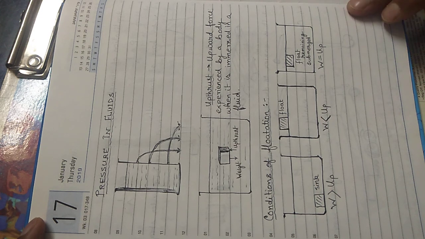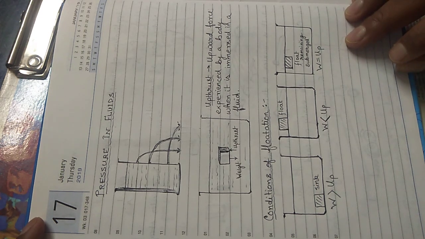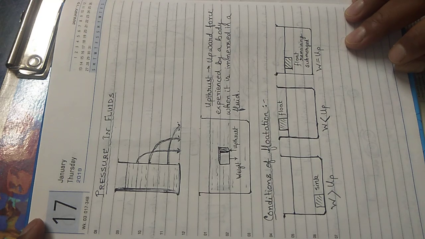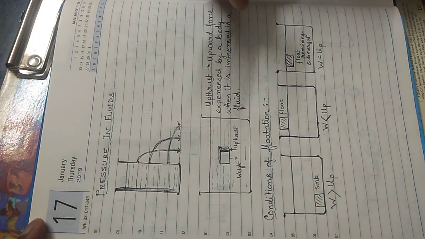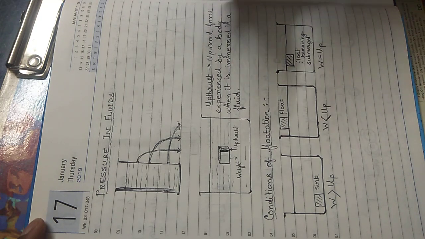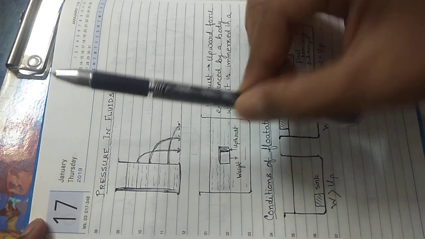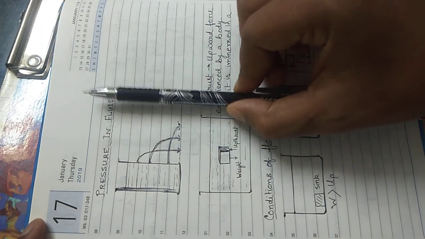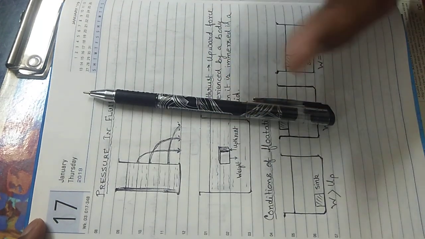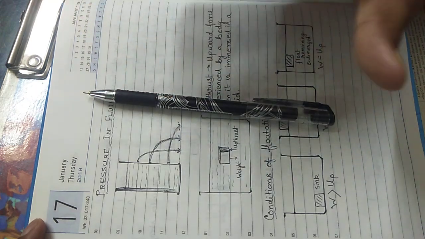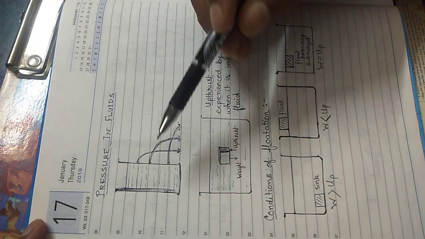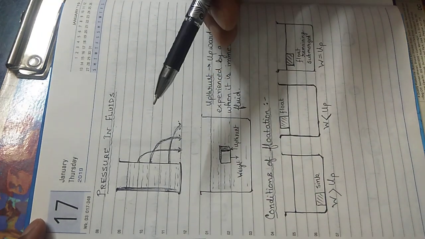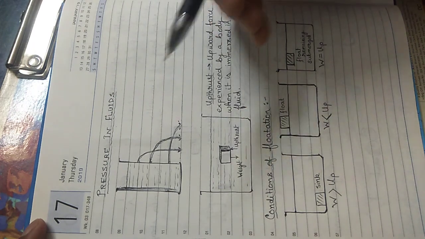Students, in this new video I'll be discussing pressure in fluids and Archimedes' principle related with pressure in fluids. When we say pressure in fluids, in the earlier video I discussed pressure in solids, and we have seen that when we place any object on a surface, it will exert a certain amount of pressure, which is due to its thrust or force or weight. Similarly, since fluids have mass, they have weight, so fluids also exert pressure.